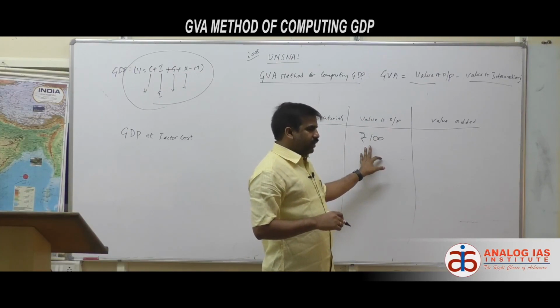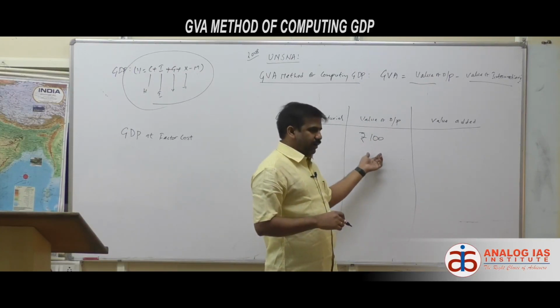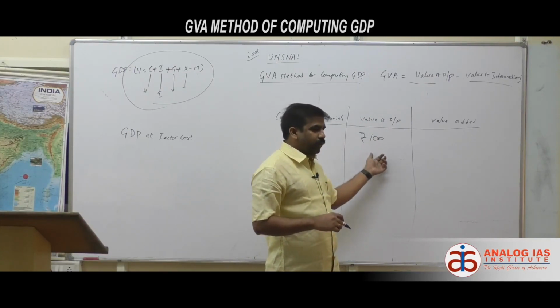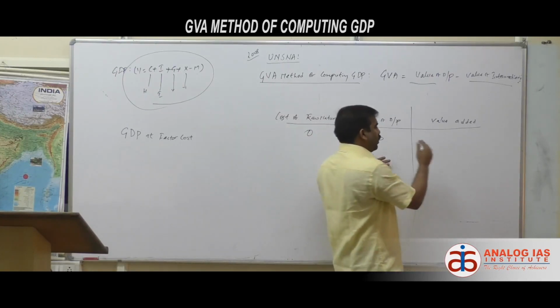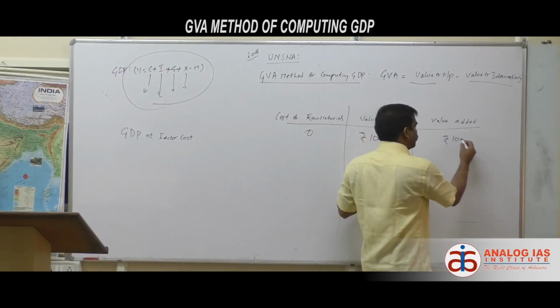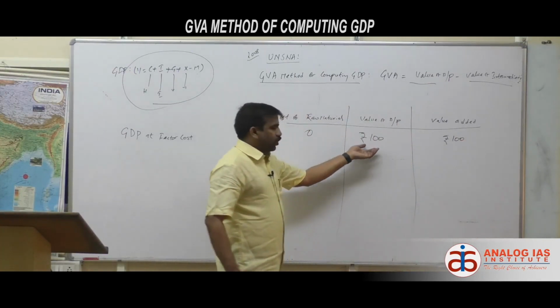You get it, my friends? Obviously the value of barley is 100. From 0 he created an output worth 100. So what is the value added? 100.